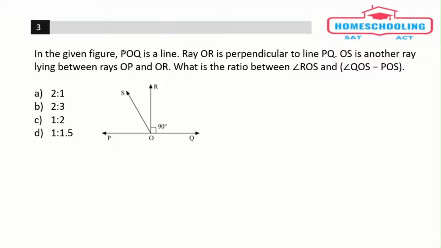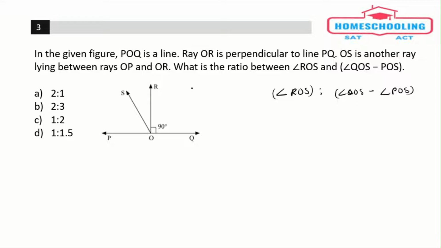So in the given figure, POQ is a line, and ray OR is perpendicular to line PQ. OS is another ray lying between OP and OR. So we have to find the ratio between angle ROS and the difference between these two angles, that is angle QOS minus angle POS.